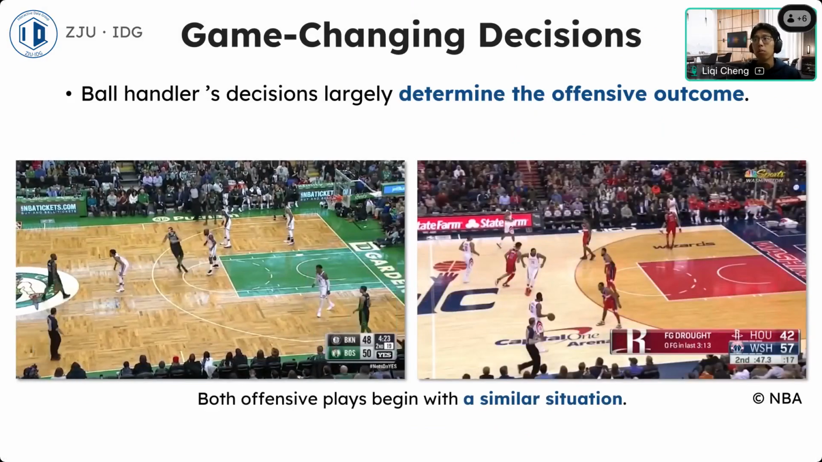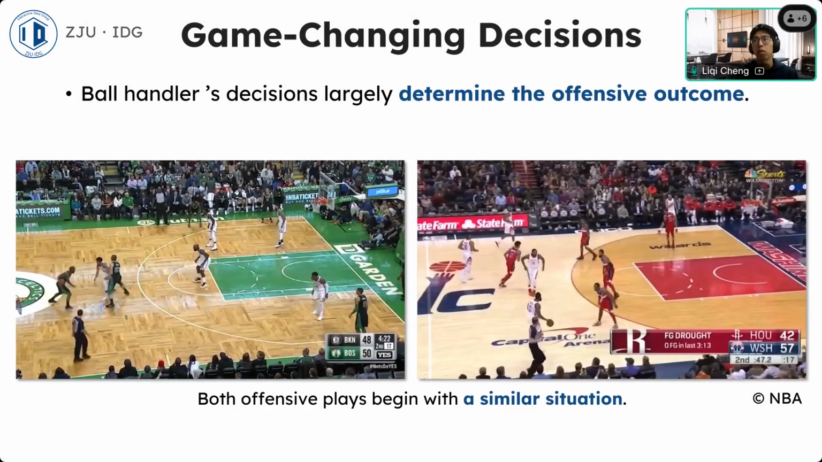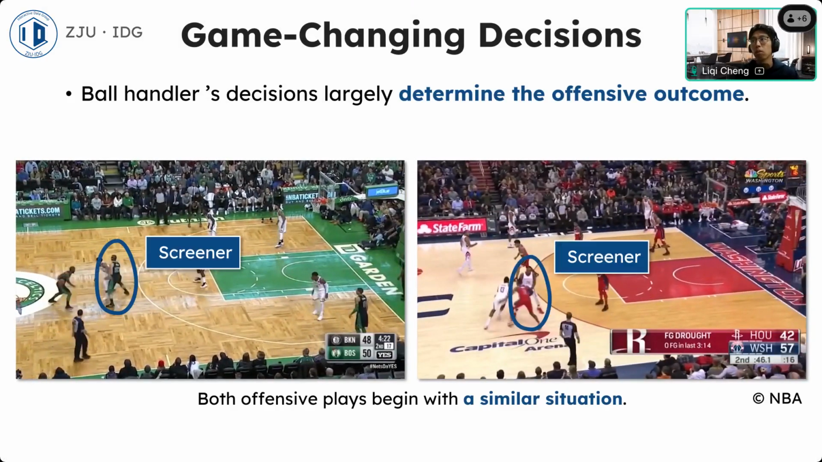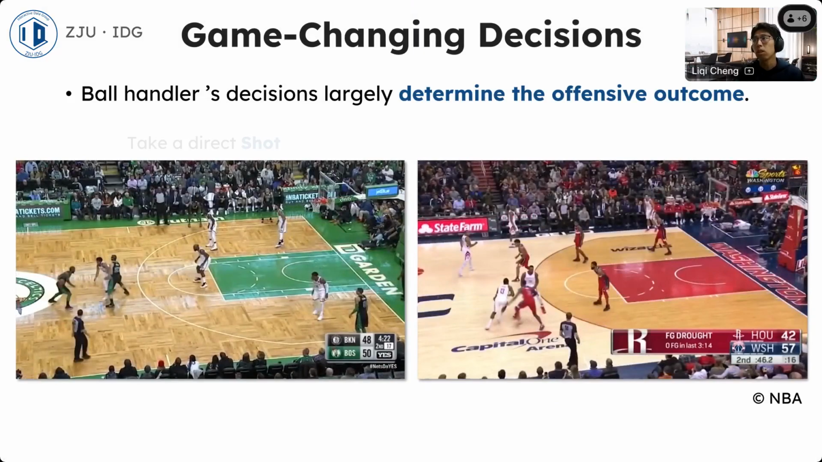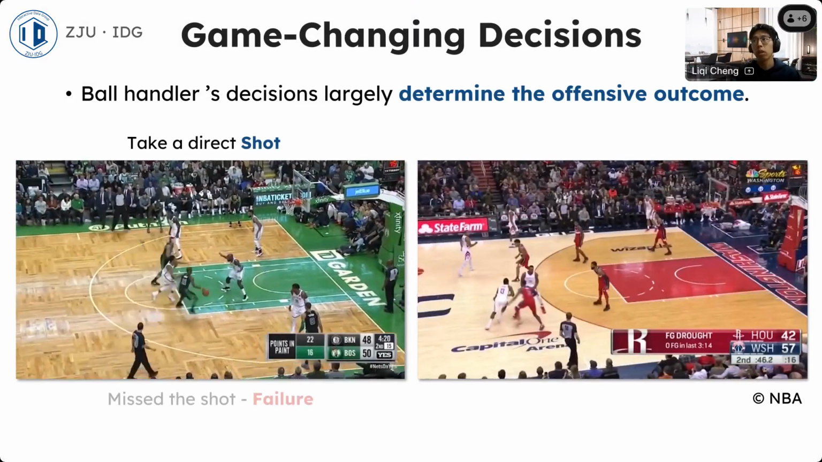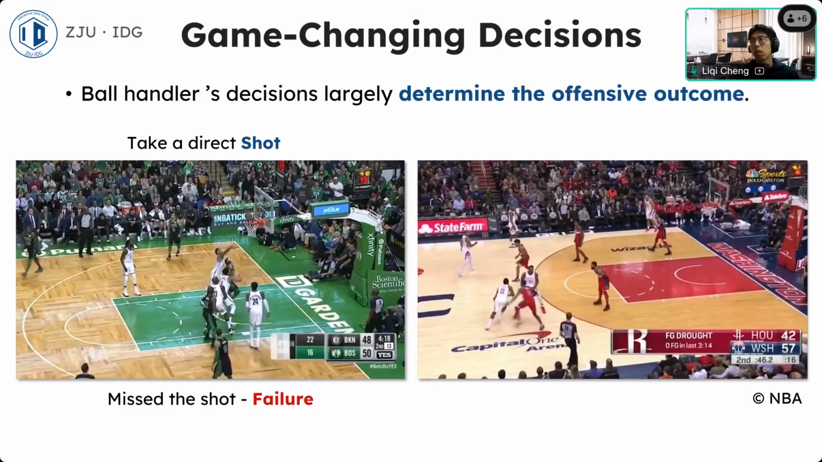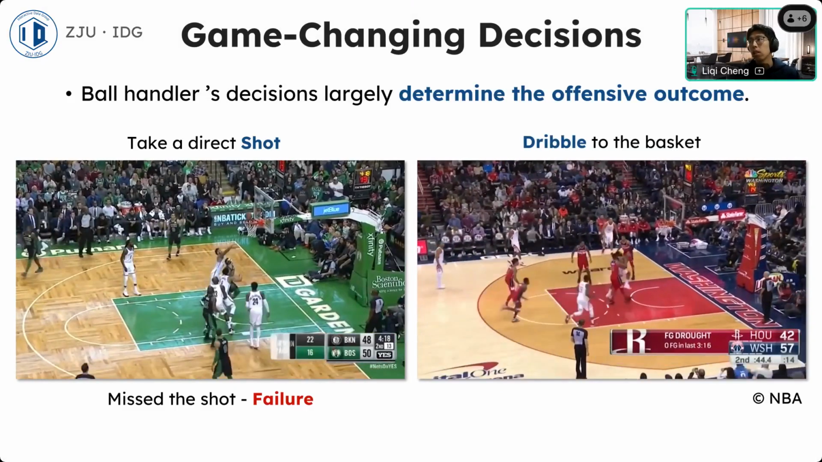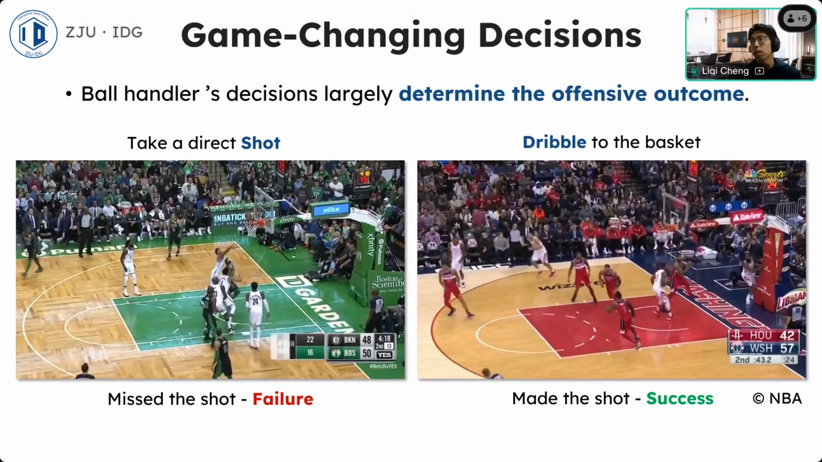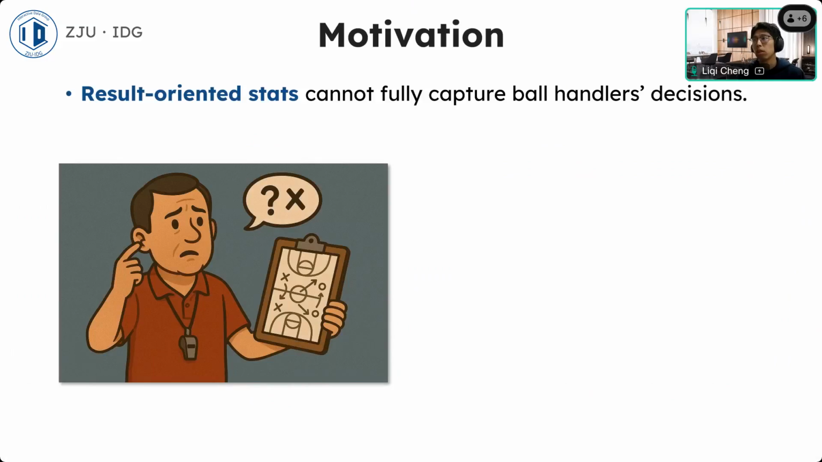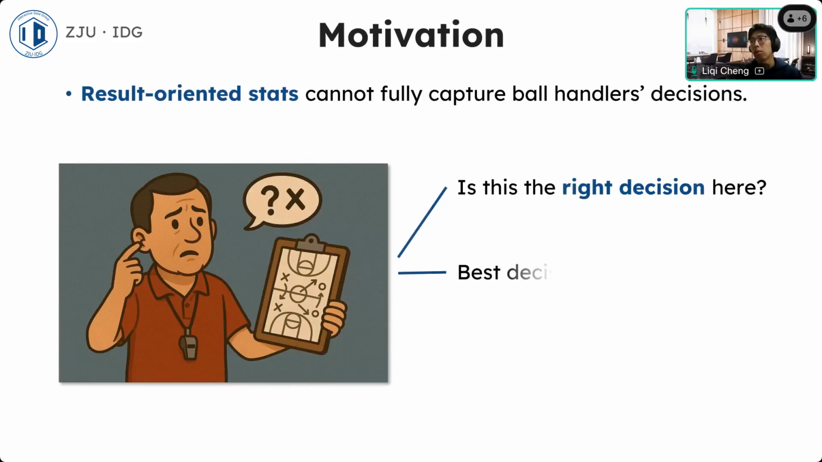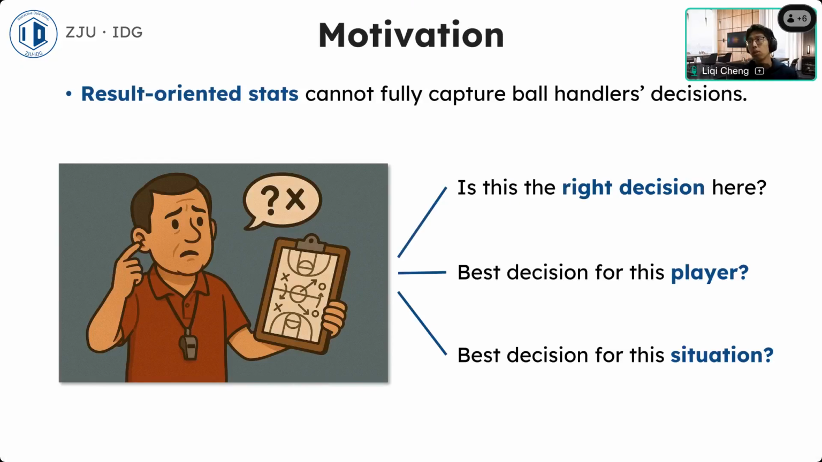For example, both players start from a similar situation. The ball handler calls for a screen from a teammate. In the left video, the player shoots quickly after the screen but misses. In contrast, the player on the right decided to keep dribbling to the basket, which leads to a successful play. However, most basic basketball stats, like points or turnovers, usually focus on decision outcomes, making it hard to analyze the ball handler's decision-making in depth.